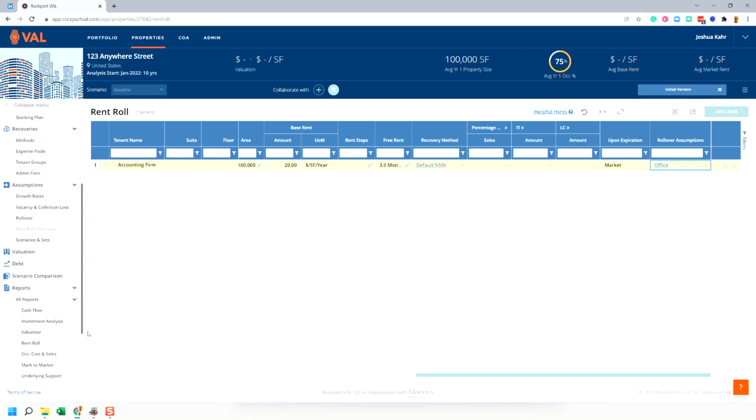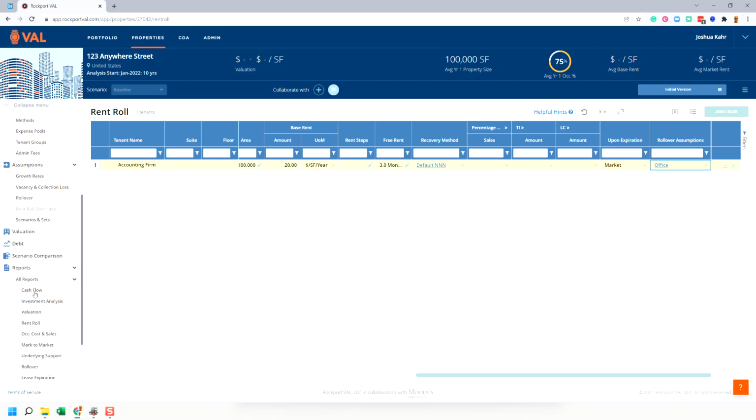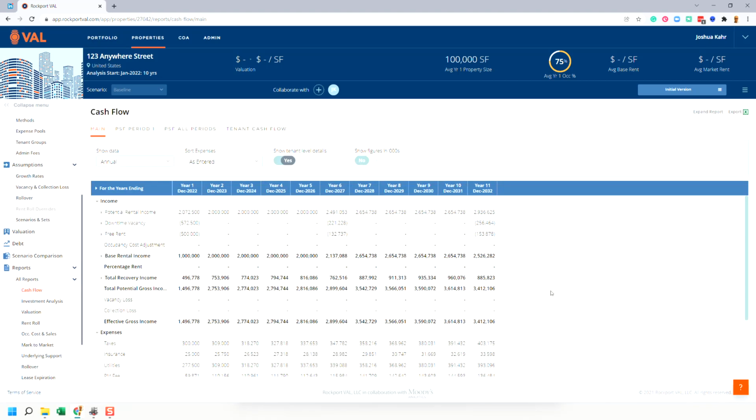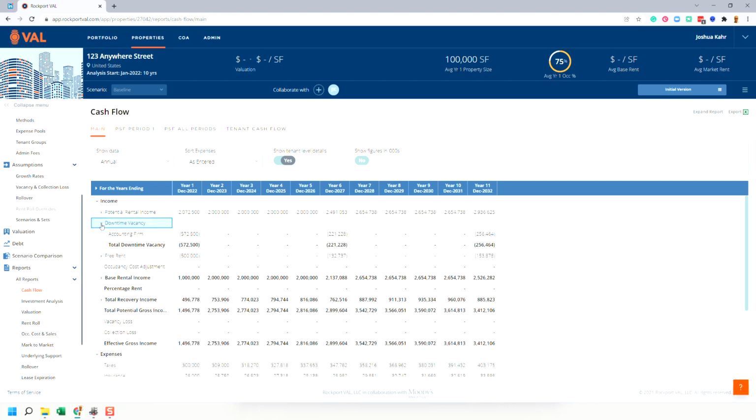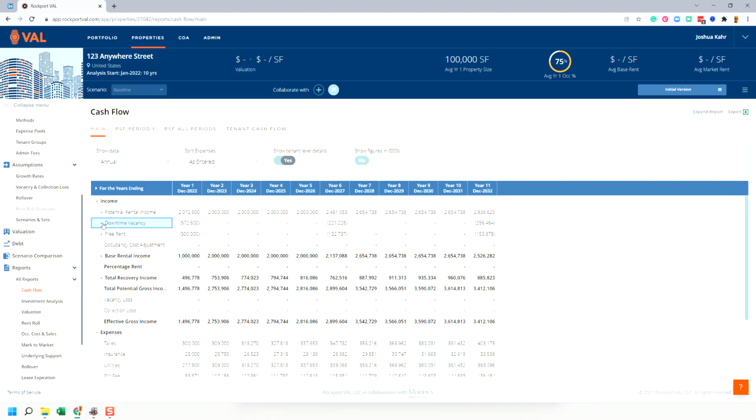Let's check it out. I'll go to reports. I'll go to cash flow. And there she is. You basically now have a tenant who moves in year one. There's some vacancy because they didn't move in until April. You can see that it ties to the accounting firm. There's some free rent. There's some rollover in year six.